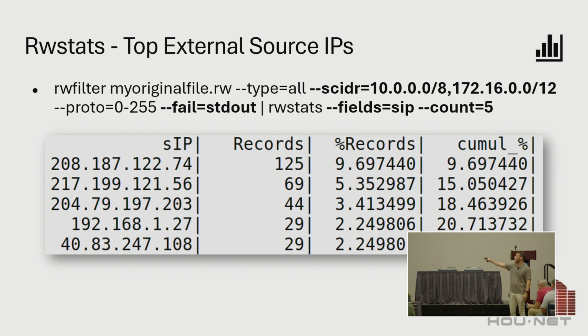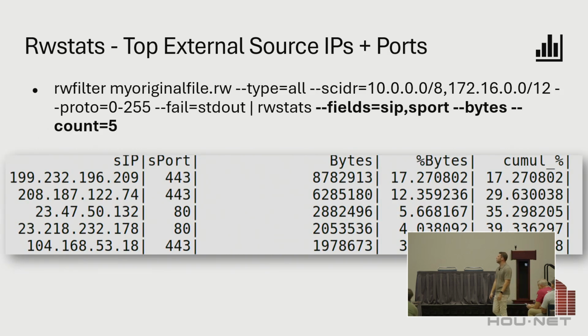I pipe that to rwstats. I look for the source IP and count top 5. And now I have a top 5 list of my biggest count of records, meaning number of flow records. We can actually translate that to bytes if we wanted to. But I have investigation starters because this 208.187 address has 125 records of flow data and is clearly, by far and large, our biggest talker in this PCAP. Why is that? We can enrich that IP, do our analysis, so on and so forth.